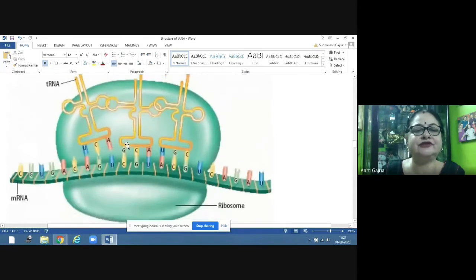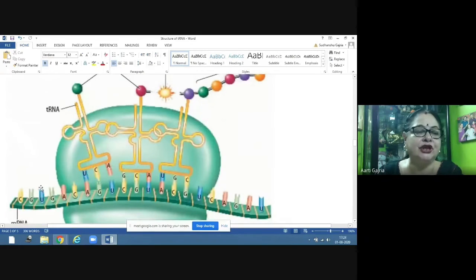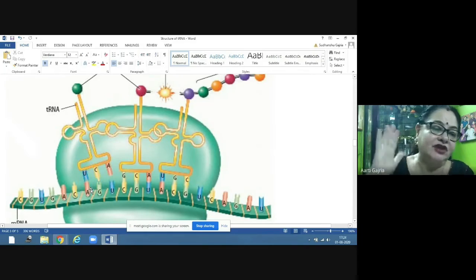Now see how it is happening. This diagram will make it more clear. This is your messenger RNA. Now this is messenger RNA. This is transfer RNA. Transfer RNA is having the anticodon loop. Now this anticodon loop is having the bases, complementary bases, as per the code which is present on the messenger RNA. Now this is AGU, and this is UCA. So it is complementary base pairing between the messenger RNA and the transfer RNA.